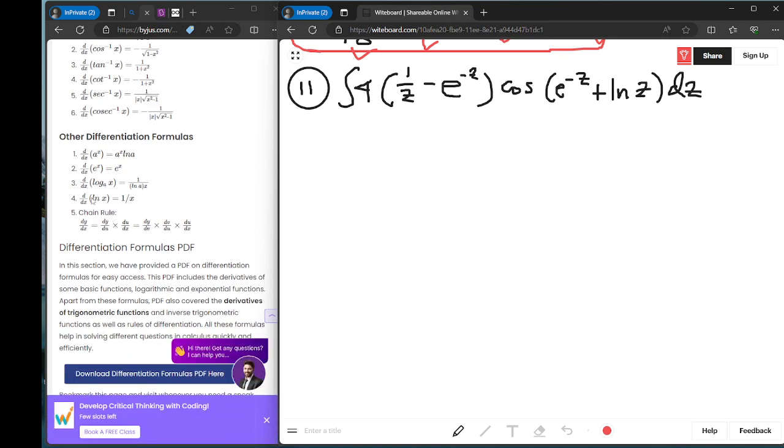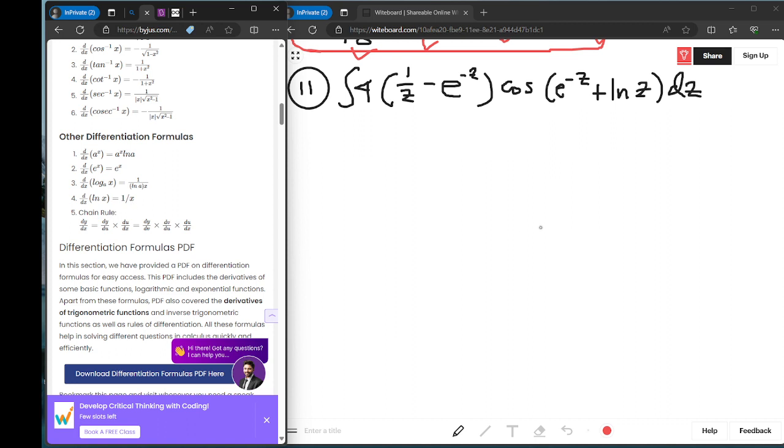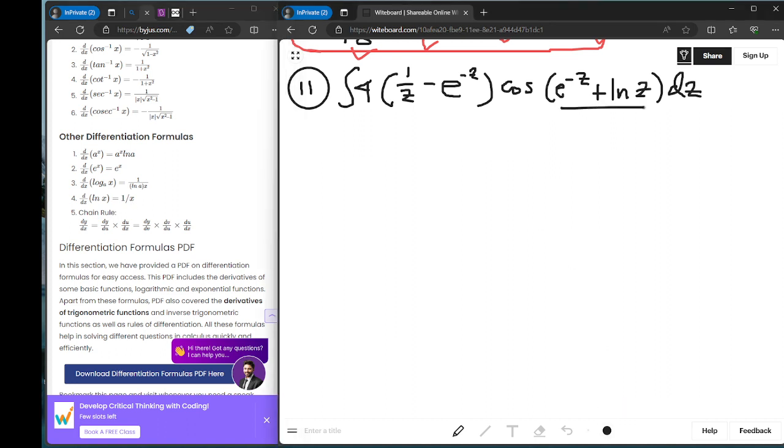Ah, here it is. Derivative of ln x is 1 over x, which means this should be our u. So if we let u be equal to e to the negative z plus ln of z, then the derivative of u would be negative e to the negative z. Since we have a negative sign again in derivation, we just place the constant value beside the e.